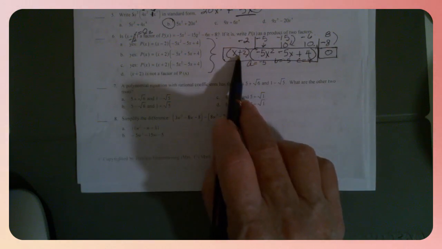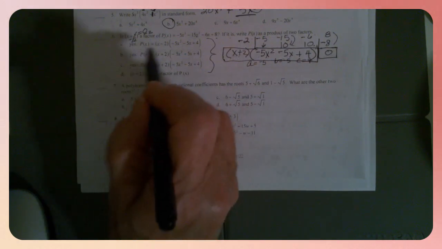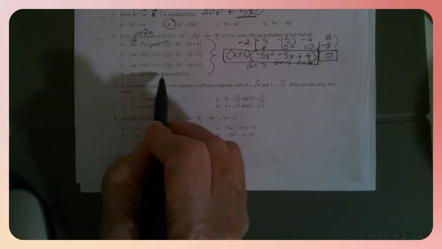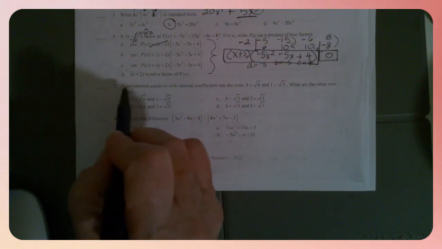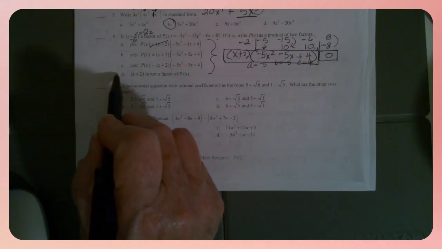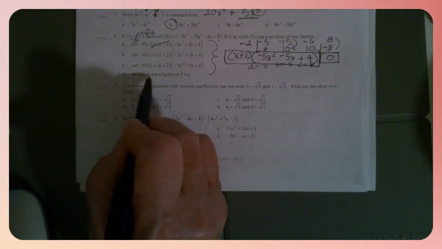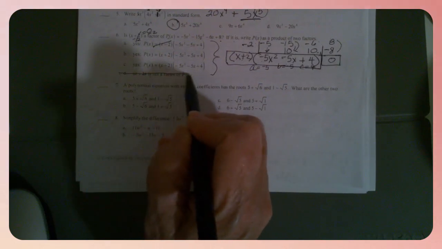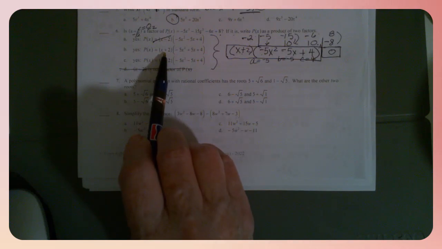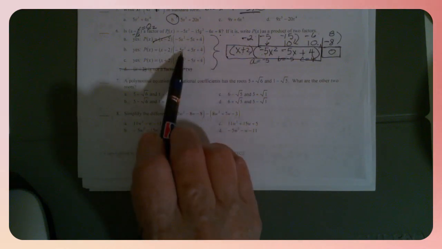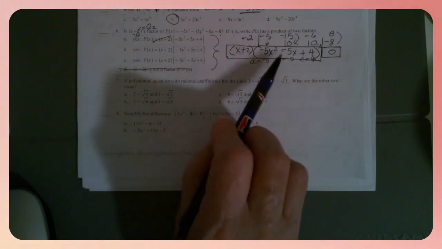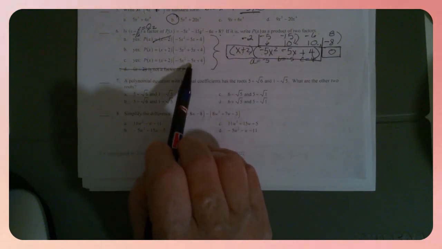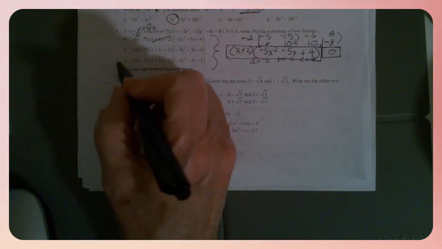All right, so I'm looking for x plus 2. So this one's out. X minus 2 is not right. X plus 2 is not a factor. It wouldn't be a factor if we had a remainder. So this is out because we have 0. We have no remainder. All right, x plus 2 times negative 5x squared minus 5x, not plus 5x, plus 4. All right, so the answer is C.